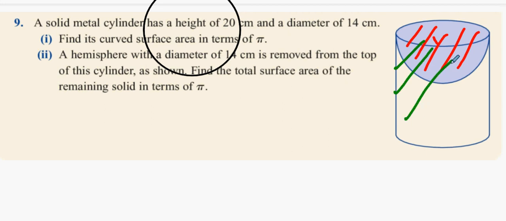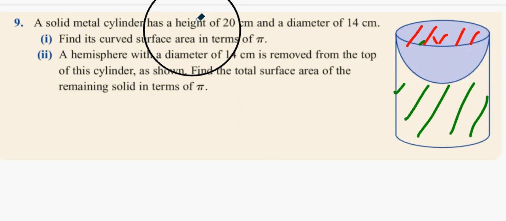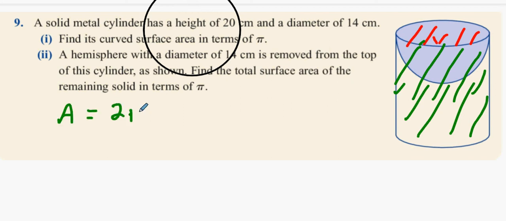So on the outside, see the green part? Actually, I'm going to rub out that red part there. See the green part, everybody? The green part is the entire cylinder. You get what I'm saying? The entire curved surface area of a cylinder. What's the curved surface area of a cylinder? 2 pi r h.